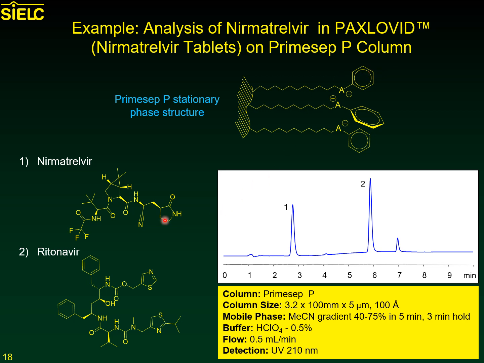In this example, we are separating two different antiviral drug targets, and the compound that contains aromatic rings, ritonavir, is retained a great deal longer on the column than the compound that does not contain any aromatic rings.